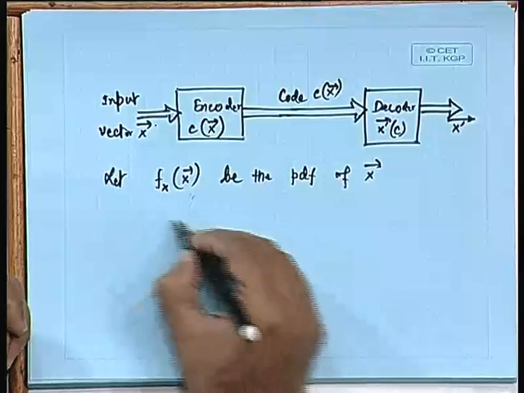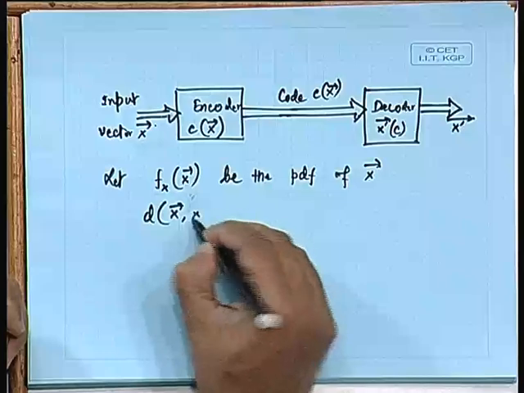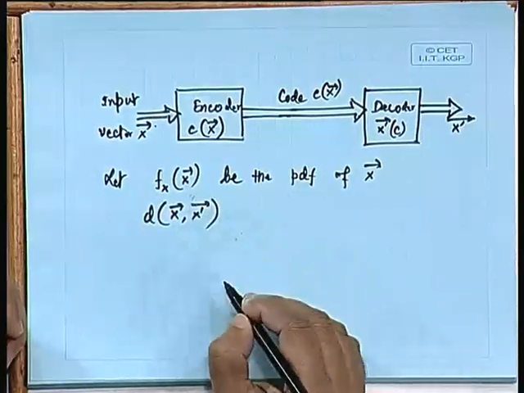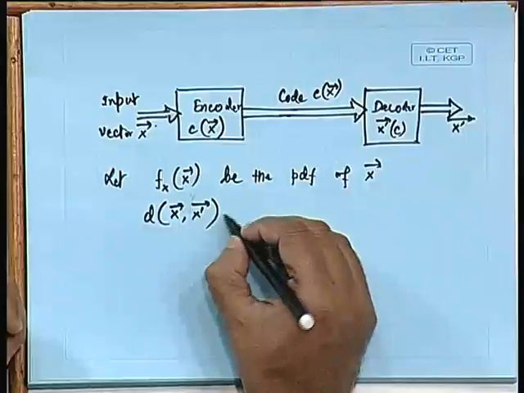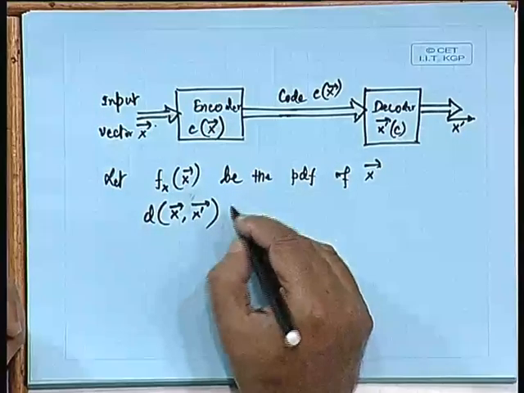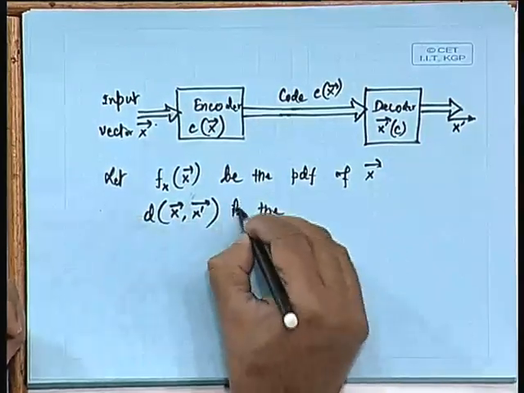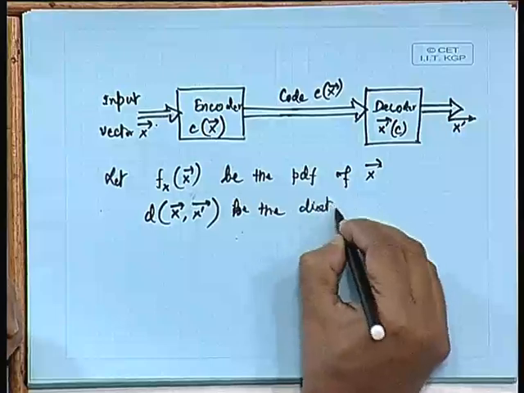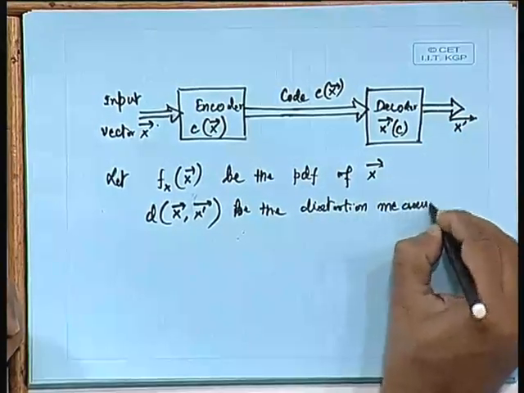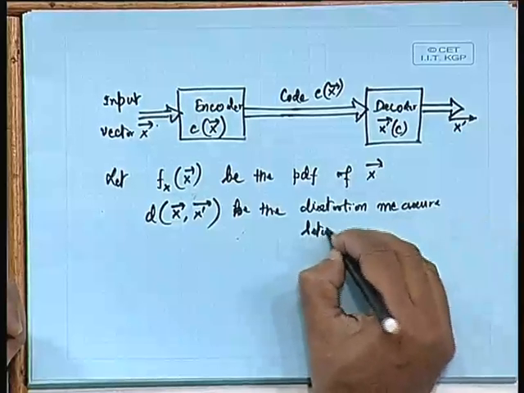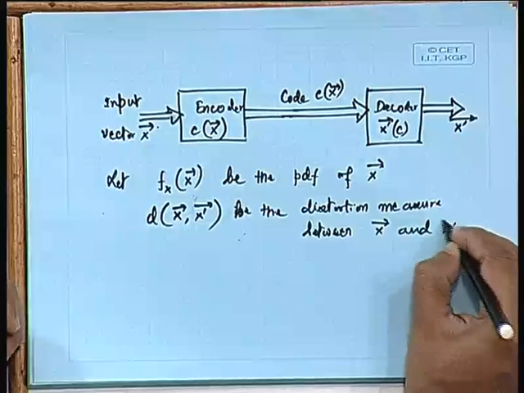Now, the optimum encoder-decoder scheme, we can call this optimum such that, supposing we choose a distortion measure between x and x prime, we want to minimize this distortion. So, let d(x, x') be the distortion measure between x vector and x prime vector. So, we want to minimize this distortion.